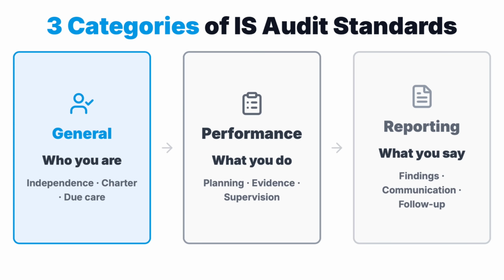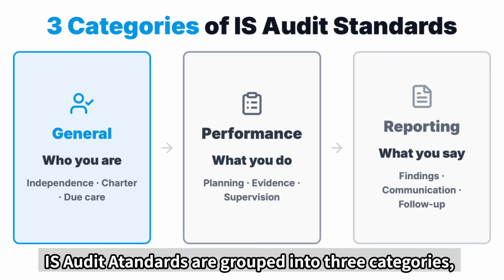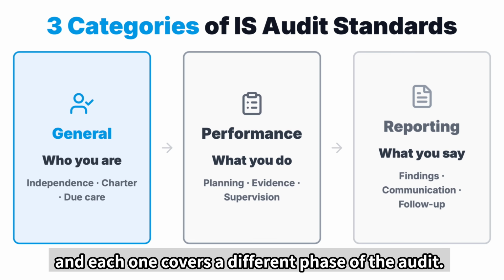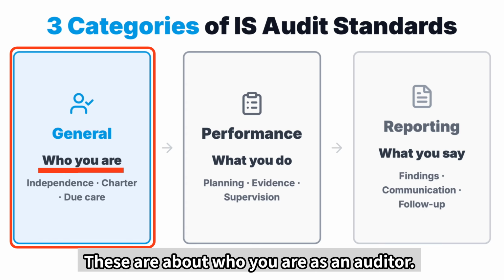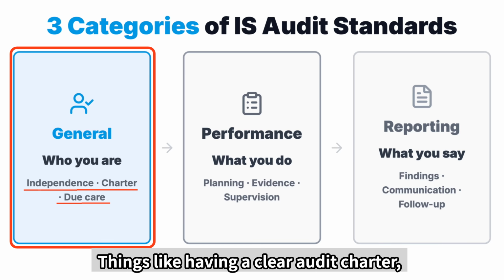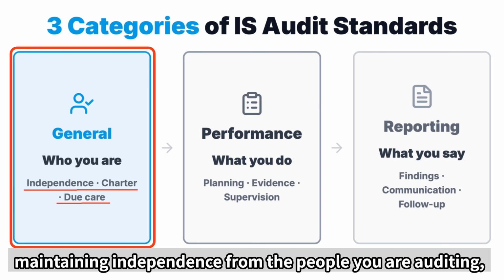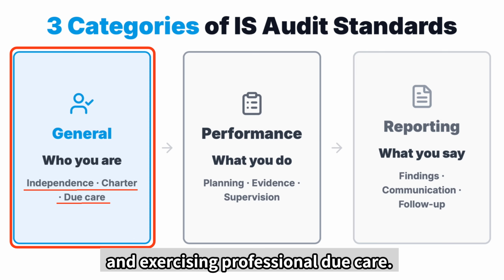3 categories of IS audit standards. IS audit standards are grouped into 3 categories, and each one covers a different phase of the audit. The first is general standards. These are about who you are as an auditor. Things like having a clear audit charter, maintaining independence from the people you are auditing, and exercising professional due care.